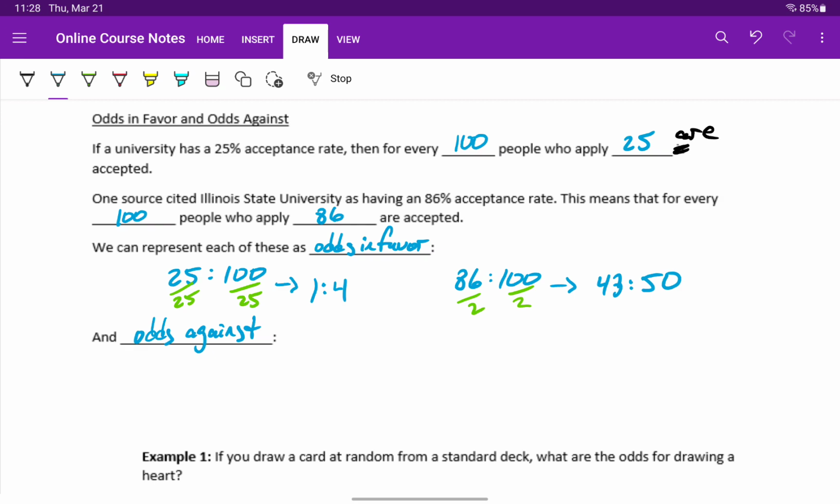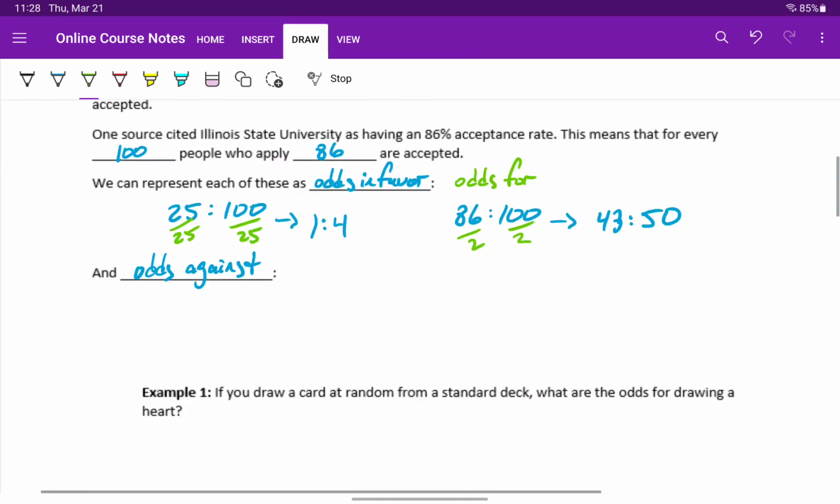Another way of saying odds in favor is just to say odds for. So the odds for getting accepted to ISU, or the odds in favor of getting accepted to ISU, would be 43 to 50. To represent odds against, we just take those odds in favor and reverse the values. So the odds against getting accepted to the first school would be 4 to 1. And the odds against getting accepted to ISU would be 50 to 43.